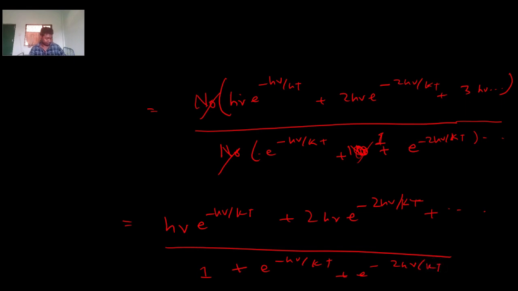Okay, now we can take h nu common, and you can write h nu times e to the power minus h nu by kT plus 2 e to the power minus 2h nu by kT plus 3 e to the power minus 3h nu by kT.